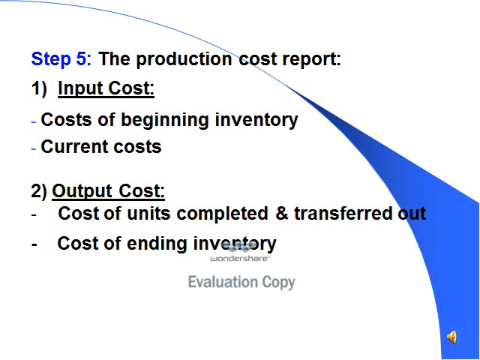Step number 5, prepare the production cost report. The production cost report consists of two parts: input cost and output cost. Input cost is costs of beginning inventory and current cost. Output cost is cost of units completed and transferred out and cost of ending inventory.